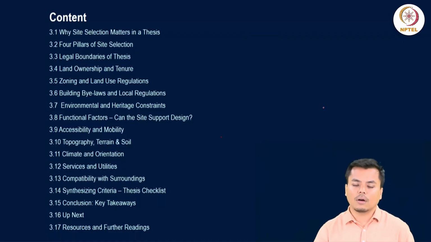The content of this presentation will start with why site selection matters in thesis, the four pillars of site selection, the legal boundaries of thesis, land ownership and tenure, zoning and land use regulations, building bylaws and local regulations for your site, environmental and heritage constraints, functional factors, can the site support design, accessibility and mobility, topography, terrain and soil condition, climate and orientation of the site, services and utilities related to the site, compatibility with surroundings, and synthesizing the criteria, that is creating a checklist for the site analysis.